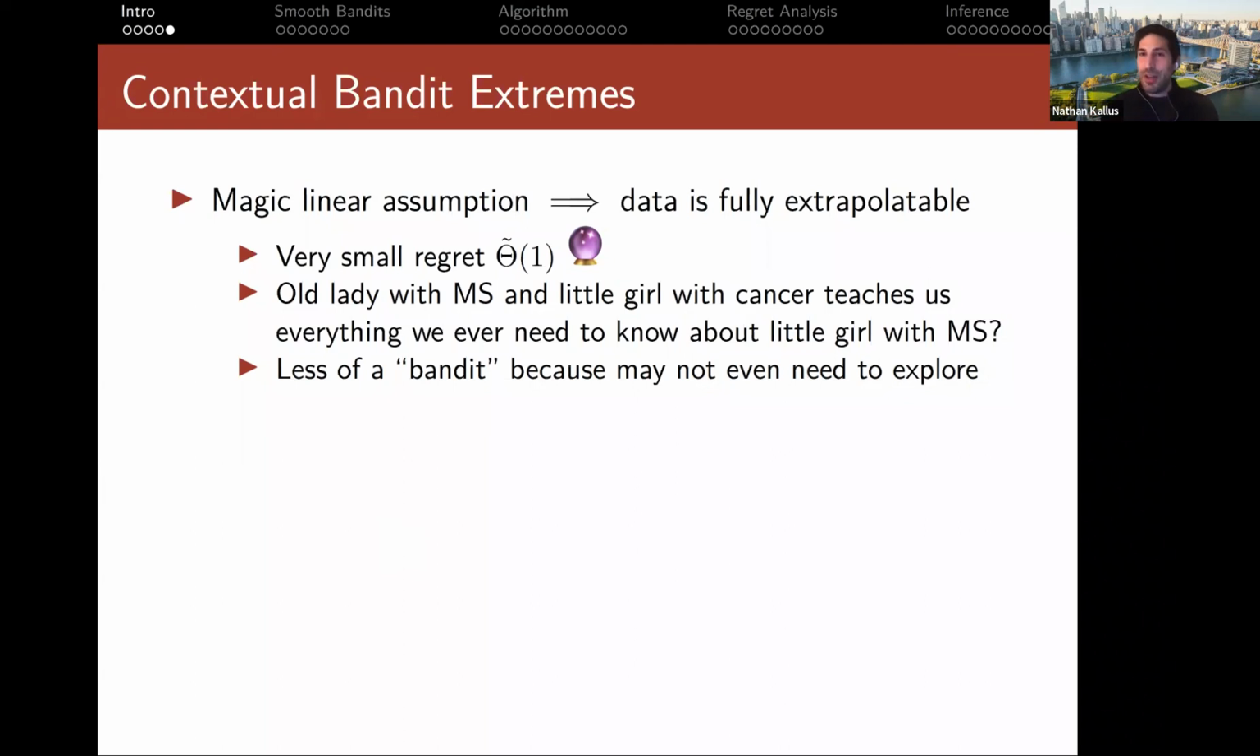But that is, of course, not how we do experimentation. We don't trust that. That is not how we direct exploration. And indeed, what we get here is less of a bandit because it doesn't even have that exploration exploitation tension.